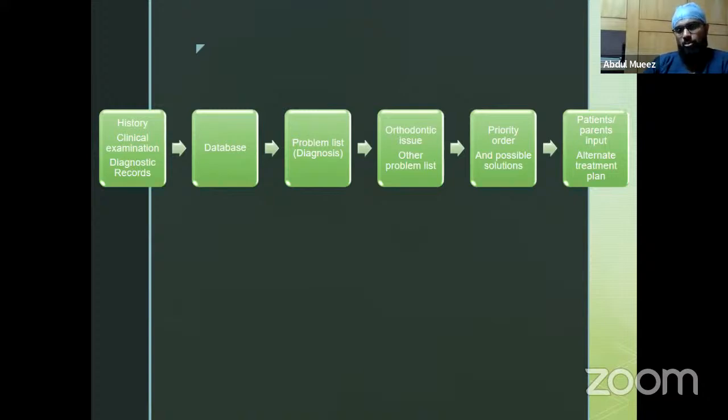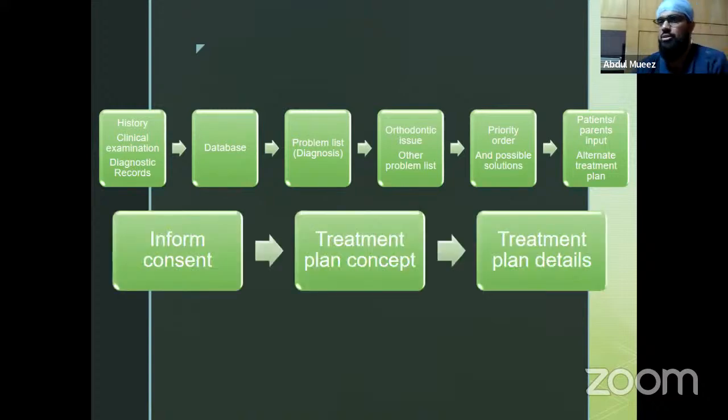Once you have the priority order, you go ahead with the patient's and parents' input and discuss this. Once that is done, take informed consent. Informed consent in orthodontics is very important, because with it you can avoid future problems. I in fact suggest all general practitioners who have their own clinics to prepare an informed consent specifically for orthodontics, just like you prepare for impactions, fracture reduction, or extraction. Similarly, you should have a separate informed consent for orthodontics.